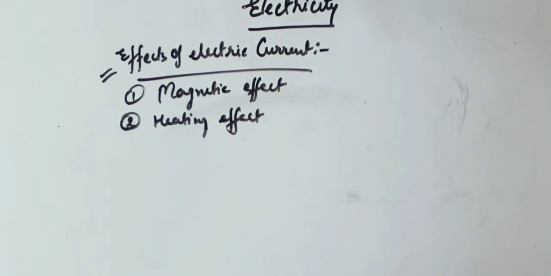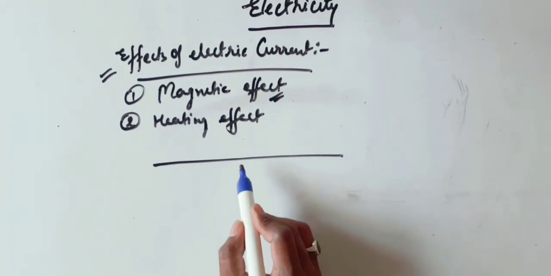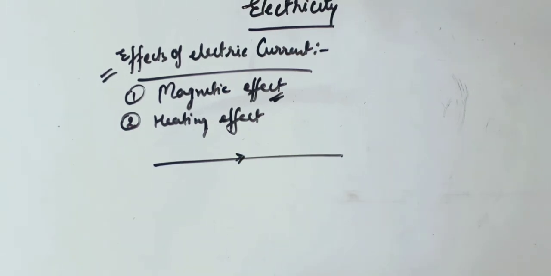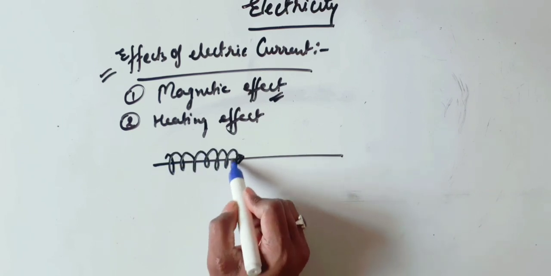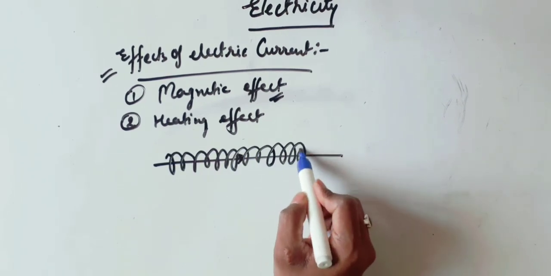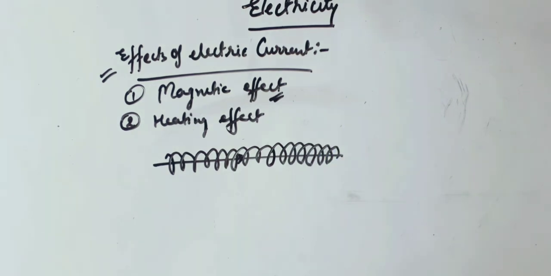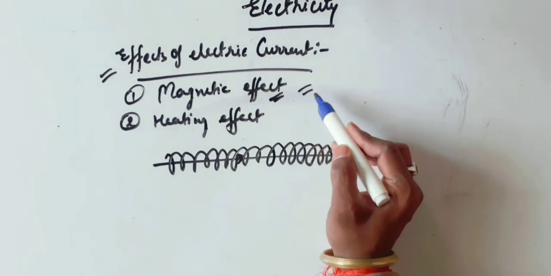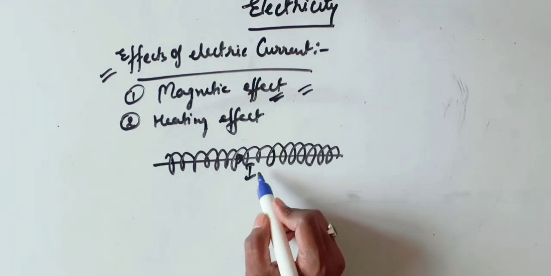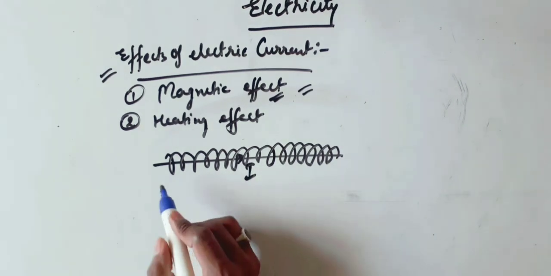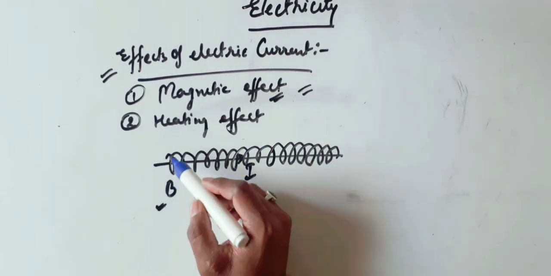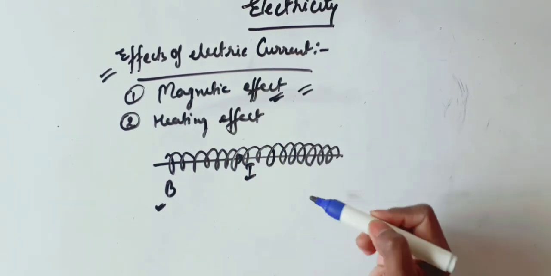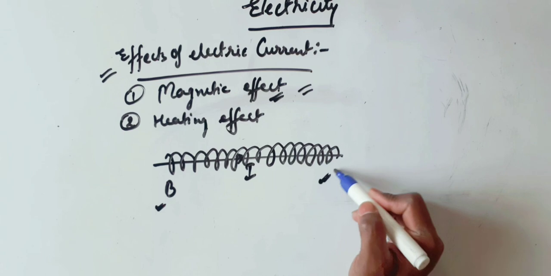So friends, what do you mean by magnetic effect of electric current? Magnetic effect: when electric current flows through a circuit, then a magnetic field will be produced around it. Okay, and this effect is known as the magnetic effect, because here I amount of current is flowing through this circuit, so B amount of magnetic field, represented by B, is produced around it. So this effect is known as the magnetic effect.